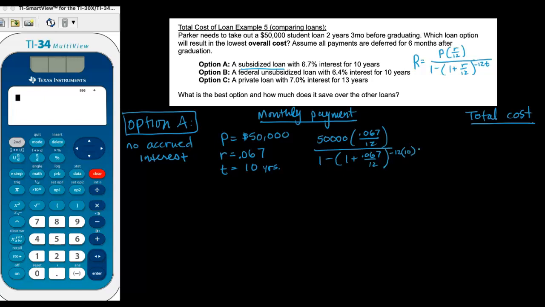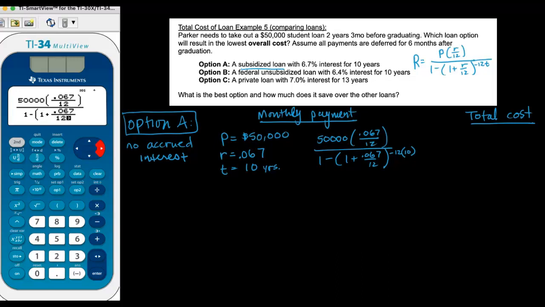So if you have a TI-30X, you can use that N over D button. So 50,000 times N over D 0.067 down arrow 12. And then remember, if you have a different type of calculator, you're just going to use the division sign instead of that N over D button, and I can show you that in a second. So I'm just typing this in exactly how it looks on my paper.